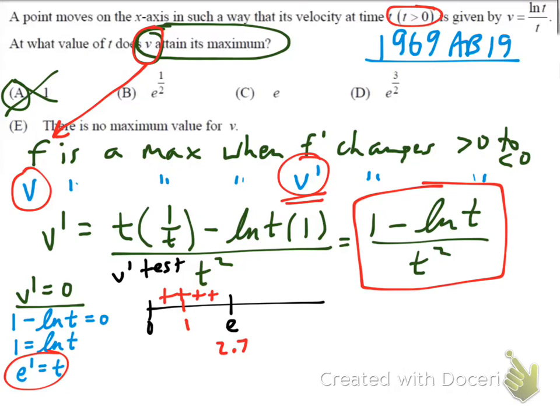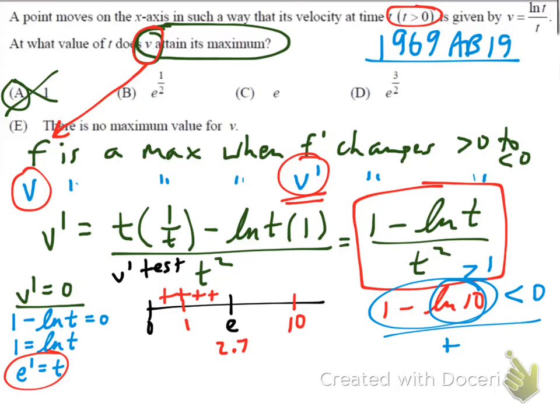So we can see that v prime is positive on the interval from 0 to e. And if we replace t with some other value, let's say 10, so we have 1 minus ln of 10, and you should know not what ln of 10 is, but that it's greater than 1. So ln of 10 being greater than 1 means that the numerator is going to be negative, and the denominator, 10 squared, is going to be greater than 0. So we have a negative divided by a positive in our interval from e to infinity, and a negative divided by a positive obviously is a negative.